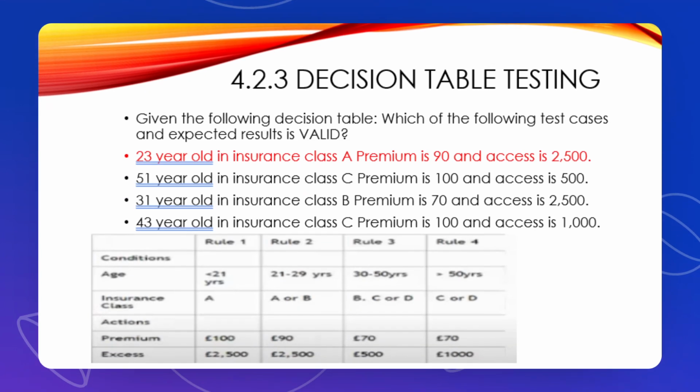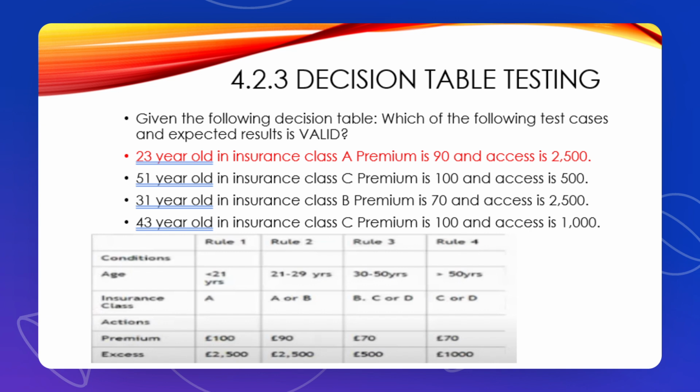Here you can see another example. Given the following decision table, which of the following test cases' expected results is valid? Here we have conditions, age and insurance class. We have actions, premium and excess. In this case, we have age less than 21, 21 to 29, 30 to 50 and more than 50 years. The 4 rules are applied. Insurance classes are A, B, C and D. In the premium we have $100, 90, 70 and 70.